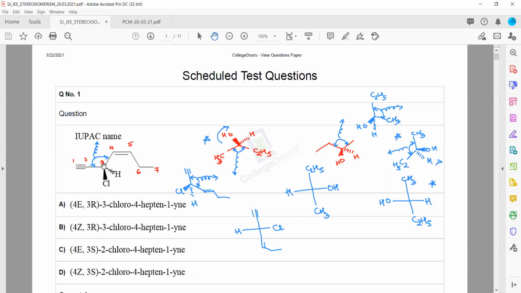Okay, so now finally, if I want to get the RS configuration for this carbon, this is the Fisher projection. And based on that, priorities की अगर बात करूँ तो which will get the highest priority? Chlorine. Chlorine, followed by triple या double? Triple versus double, which will have a higher priority? Triple.